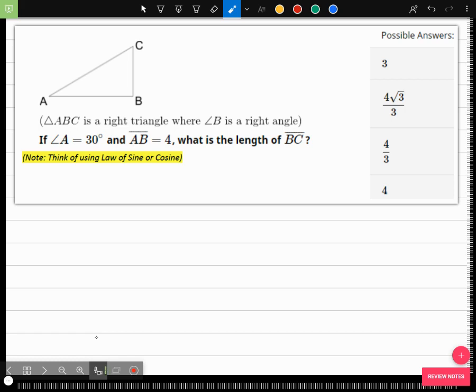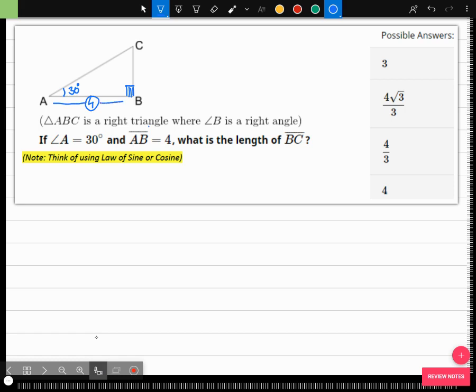Here, this one looks similar to the previous one, but it is not. In what way is this different? Let's quickly see what it is. Triangle ABC is a right triangle. So right triangle means this is 90 degrees, where angle B is the right angle, marked. If angle A is 30 degrees, this is 30 degrees. AB is given as 4 units.